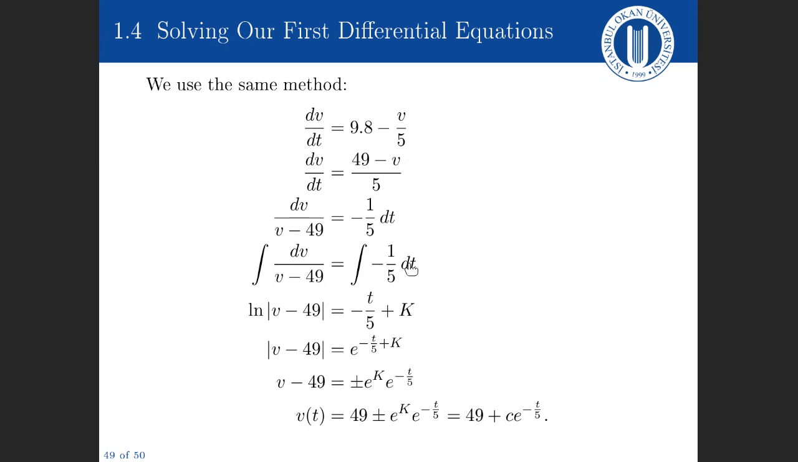If we can do this, if we can separate the variables, then we're allowed to integrate. So we are allowed to write that the integral of dv divided by v minus 49 is equal to the integral of minus 1/5 dt. Now, why did I leave the minus sign on the right-hand side? It's just to make this integral a little bit easier for myself. The integral of 1 divided by v minus 49 is the natural logarithm of the absolute value of v minus 49. If I had the minus sign over here on the left, I would need to worry about that. Because I've left it on the right-hand side, it's easy to do. The integral of minus 1/5, of course, is minus t over 5. And then we need a constant, which I'm going to say is plus k.